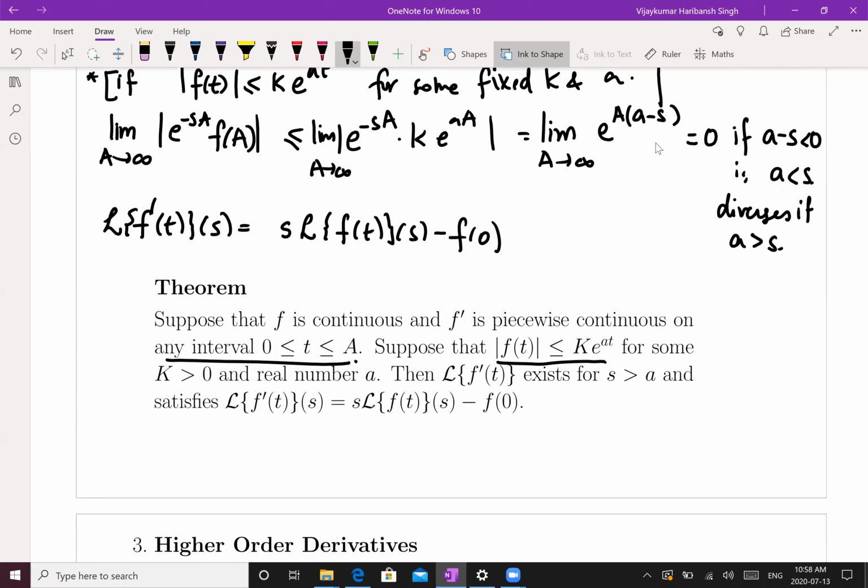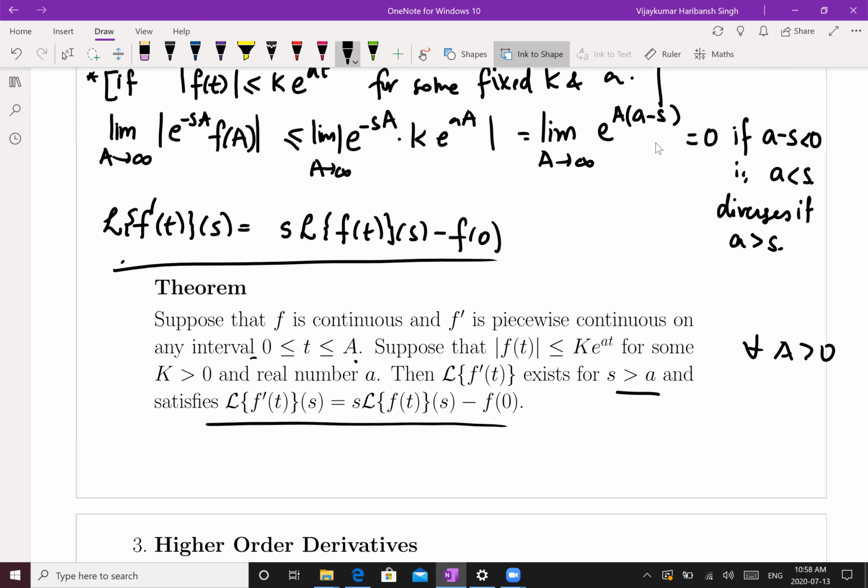If f is a continuous function and f prime is piecewise continuous on any interval between 0 and a, for all a greater than 0, and suppose that we have f of t less than or equal to k e to the power a t, we introduced this kind of function in the last class. They are called sub-exponential functions, for some k greater than 0 a real number. Then this Laplace transform exists. It only exists for all s greater than a, and it satisfies the following, which is what is here.